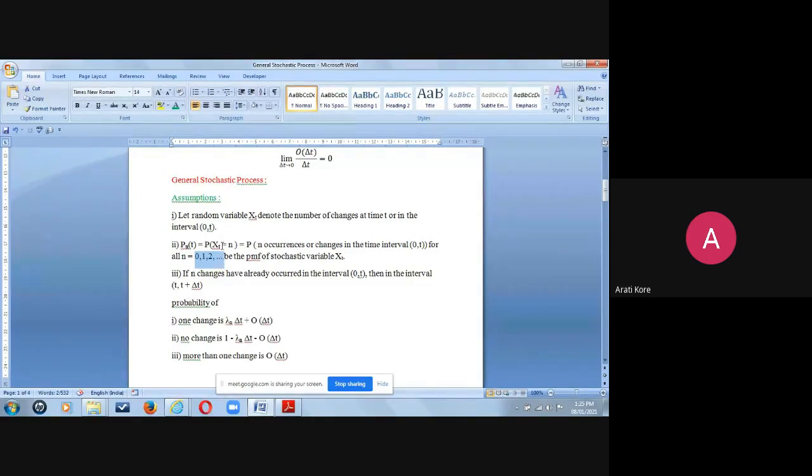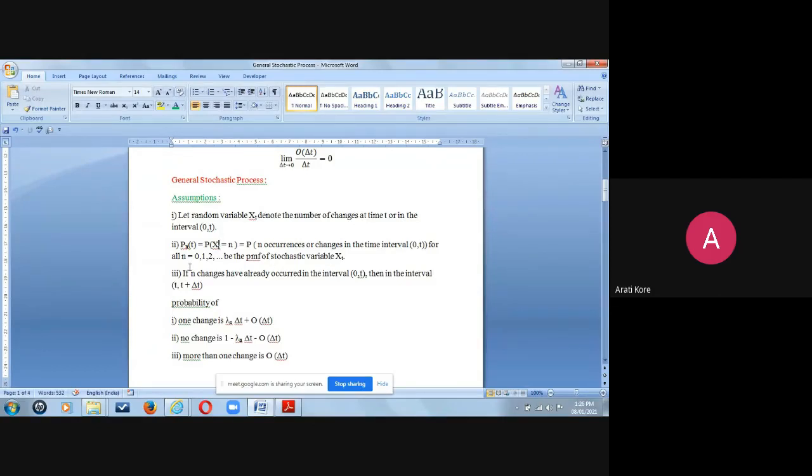We are finding the possible values of the random variable and the probability that the random variable x takes that particular value. Same thing I'm doing over here also. What is the probability that the stochastic variable xt takes value n? And what is its interpretation? The probability that there are n occurrences or n changes in the time interval 0 to t, for all n equal to 0, 1, and so on, is the PMF of the stochastic variable xt.